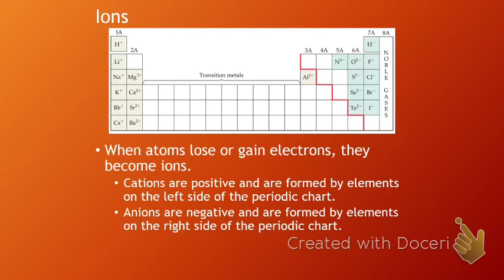I've already mentioned ions in the past, but whenever an atom loses or gains an electron, they become ions. If it loses an electron, it now has more protons than electrons. Remember, it was an element. Say, for example, let's look here at magnesium. When it was an element, it had the same number.